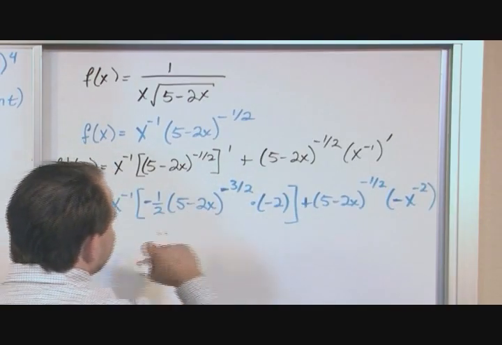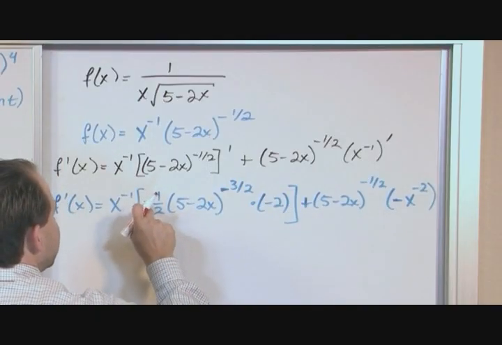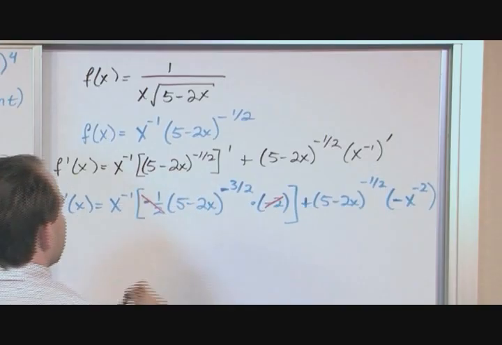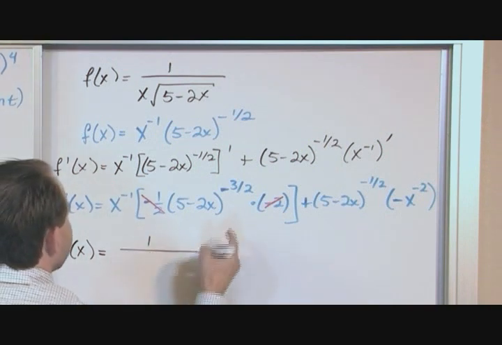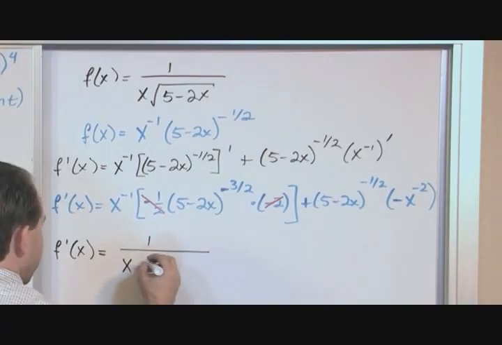But notice that we can simplify. We have a 2 and we have a 2 on the bottom, plus, we have a negative and a negative. So this negative 2 is going to cancel with this negative 1/2. That's going to be gone. All right. And so when we get around to rewriting it, what we're going to have is f prime of x. What we're going to have is 1 over, for this first term, this x is going to come down to the bottom. This is going to come down to the bottom.